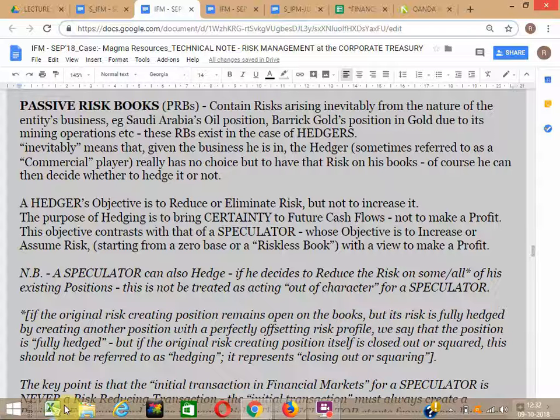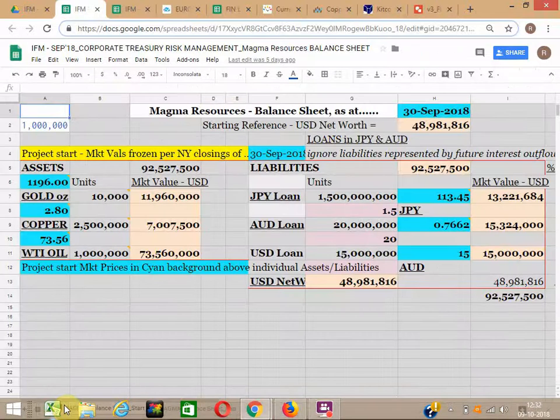So here, this is what we say. This is an example of a passive risk book. Although they are not interested in speculating on copper prices, what are they talking about here? We know now that Magma Resources, as a mining natural resources company, is not interested in speculating on copper prices. But are they exposed to copper prices? Yes, they are exposed to copper prices. What is happening in this case is, by virtue of the business they are in, they end up being exposed to copper prices, risk of copper price movements, or adverse copper price movements. So this is the idea in a passive risk book.